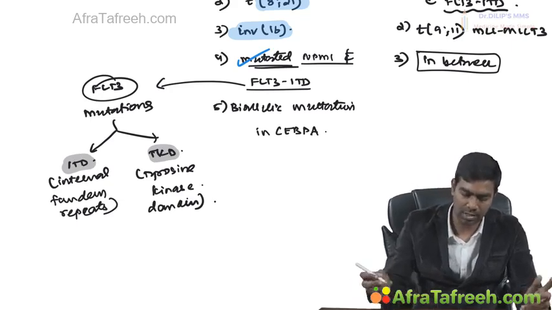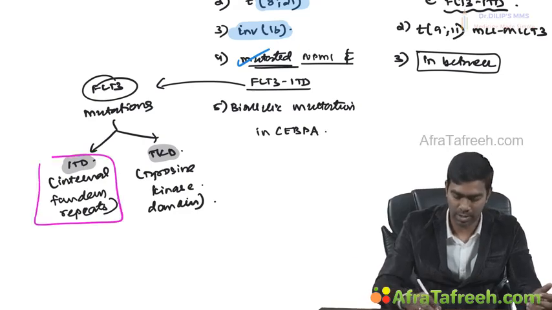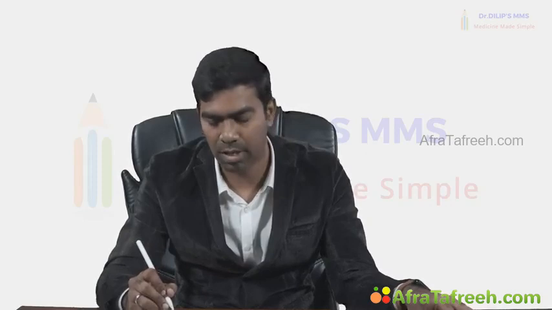In this, which is supposed to be the most common? ITD. This is going to be the most common FLT3 related mutation, called internal tandem repeat mutation. This is going to be the most common mutation. Then let us go for the treatment.